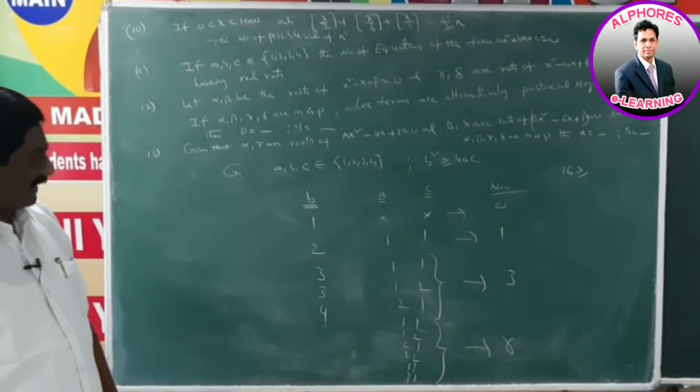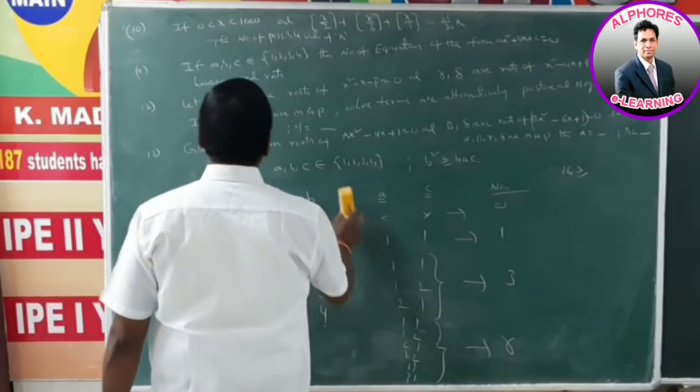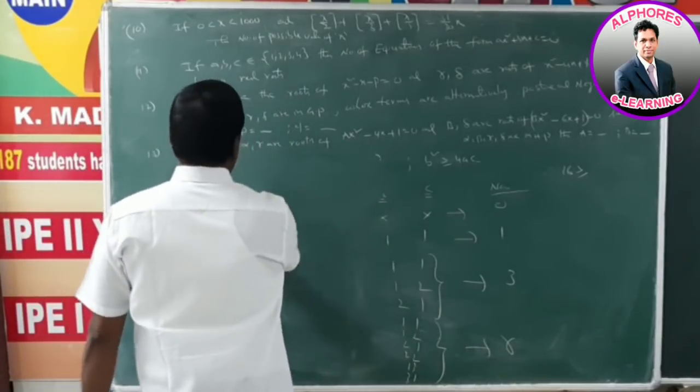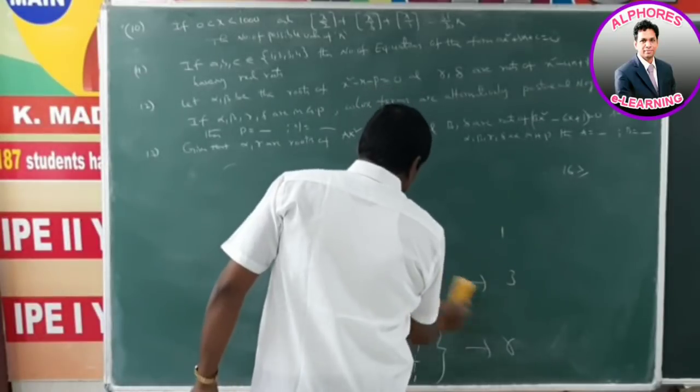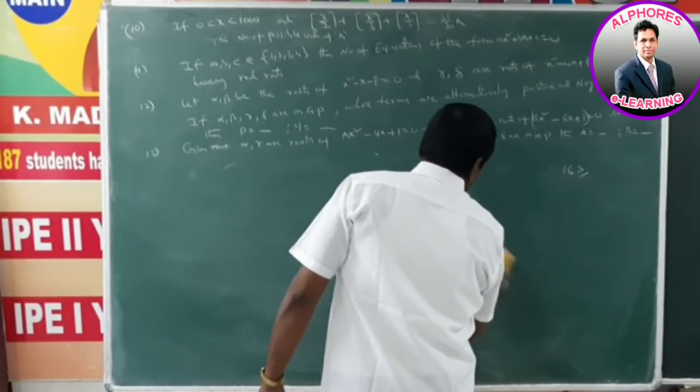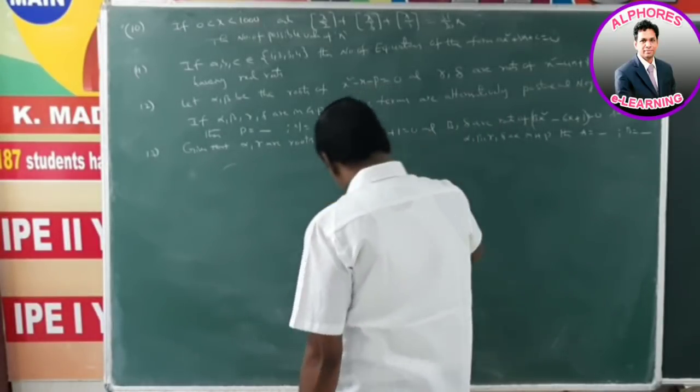Next, the number of different quadratic equations whose roots are real is 10.